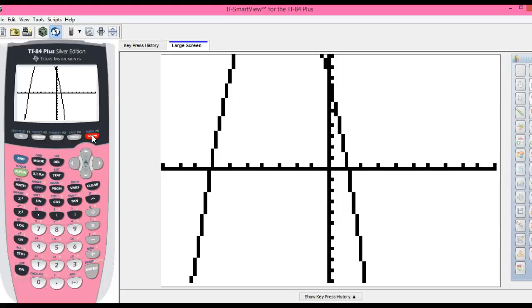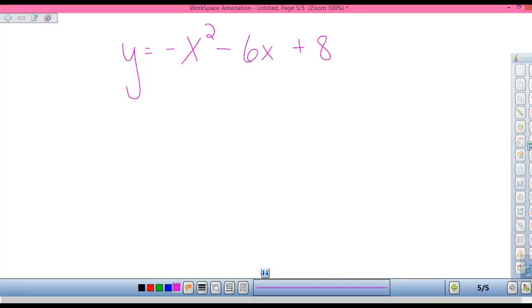Oh, this one's a little harder to see. I don't like that idea. That's all right. This is good. This is good for us. How many solutions am I going to have? 2 solutions. Okay, what's the first thing I want to find? I got to find that good old vertex.